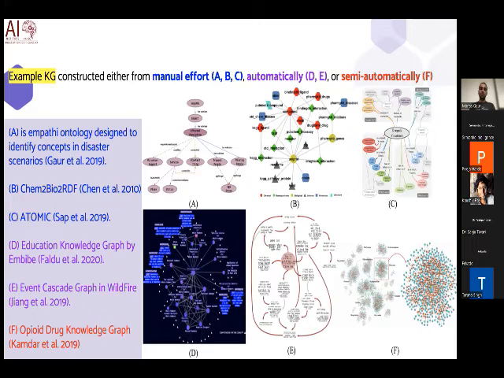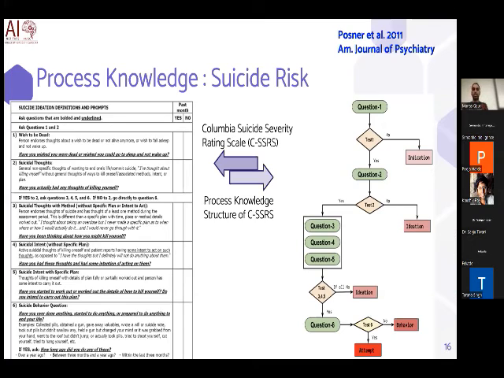So in today's talk, the remaining sections will be about a very particular form of knowledge, which is what we call process knowledge. And it is at the intersection of a knowledge graph, and it's also a kind of an ontology as well.